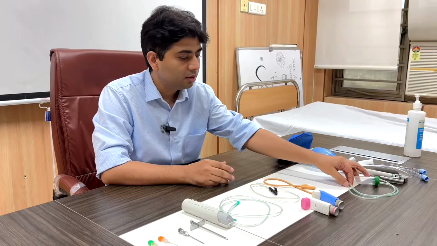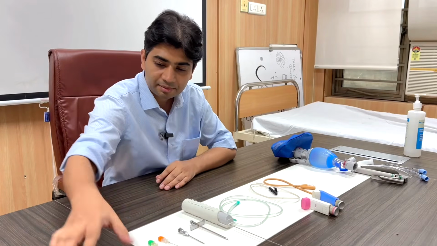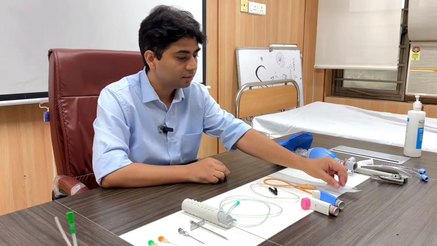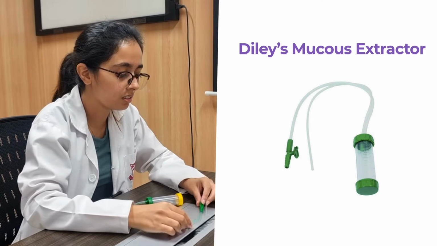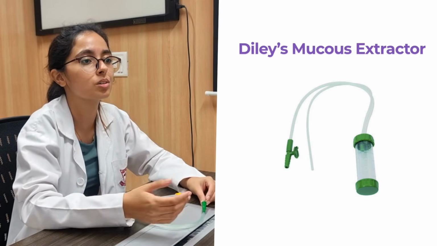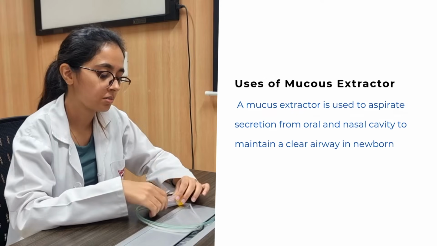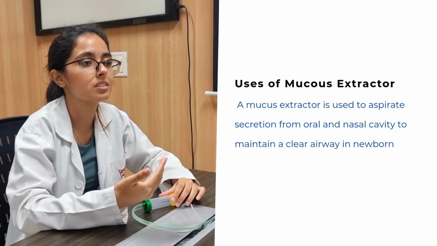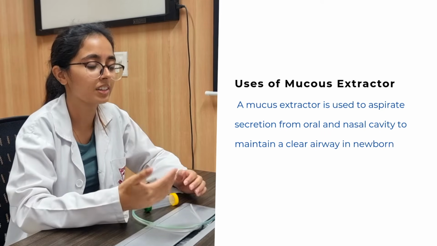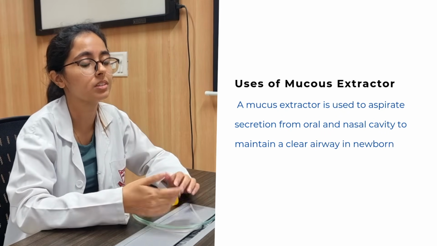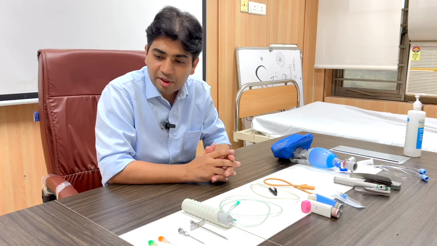Right. Okay. Identify this. So this is a mucus extractor, also called the Dee Lee's mucus extractor. And where do we use it? So it's mainly used to aspirate secretions from the oral and nasal cavity and to maintain a clear airway in a newborn. So we already have suction catheter for that purpose.